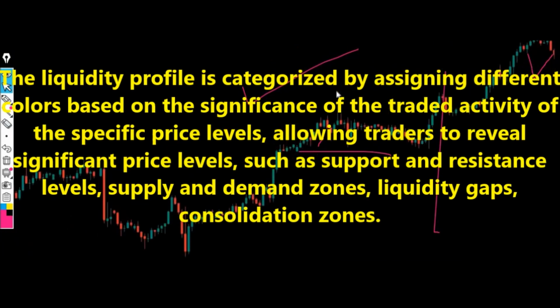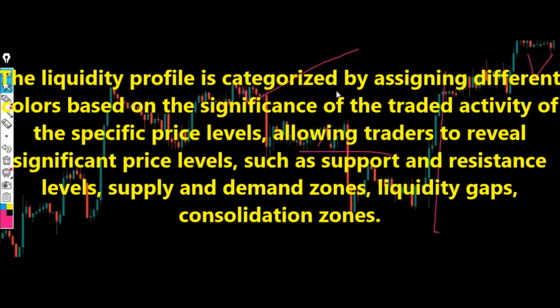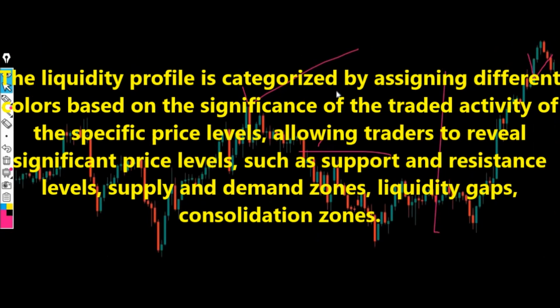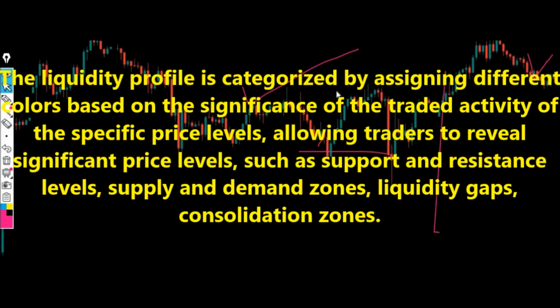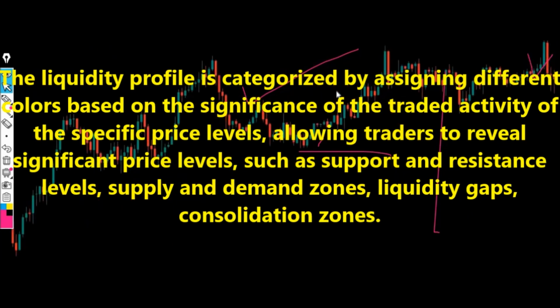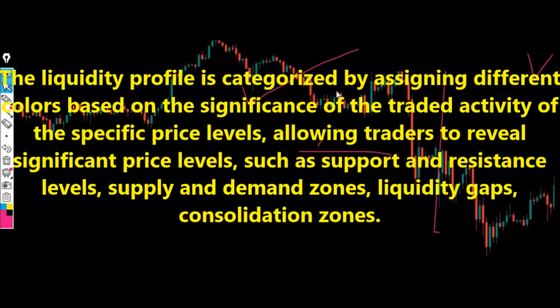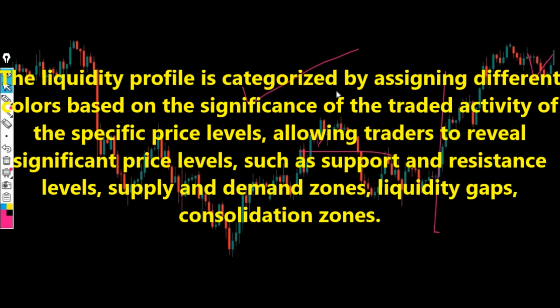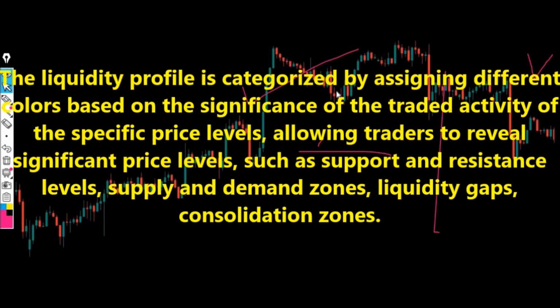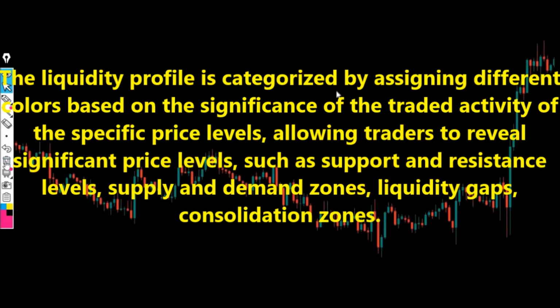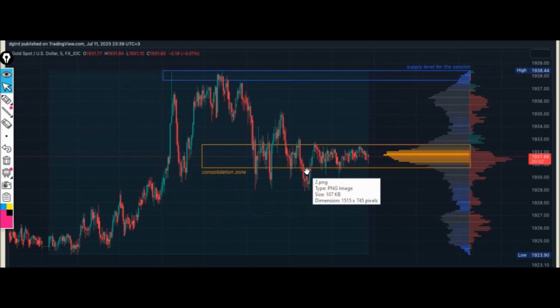In usage number 2, you're supposed to know the liquidity profile is categorized by assigning different colors based on the significance of the traded activity at specific price levels, thus allowing traders to reveal significant price levels such as support and resistance levels, supply and demand zones, liquidity gaps, consolidation, etc. To understand this, have a look at this. So guys, basically this is what we mean by usage number 2, and this is what you can see over here. We have the supply level for the session, and that's why you can see we have a consolidation phase. So this indicator will show you exactly these levels you really need to know because that's its usage.